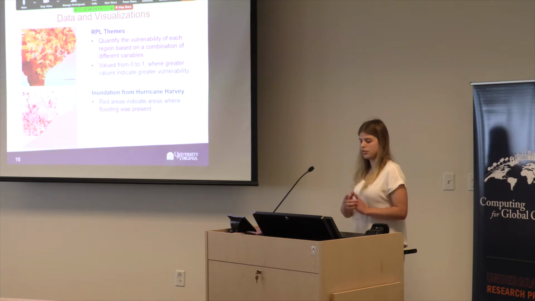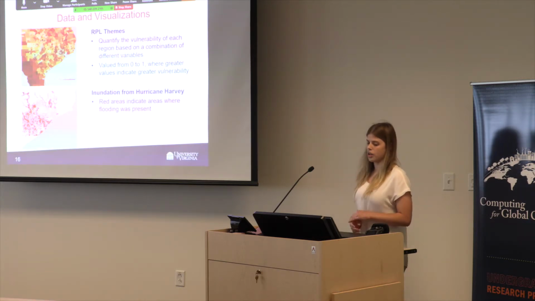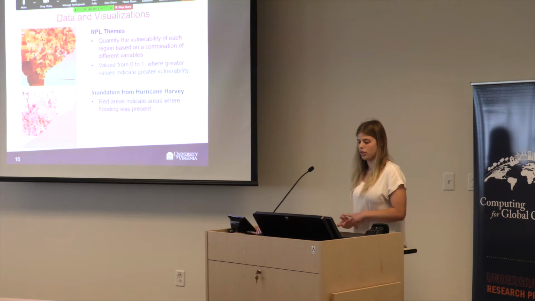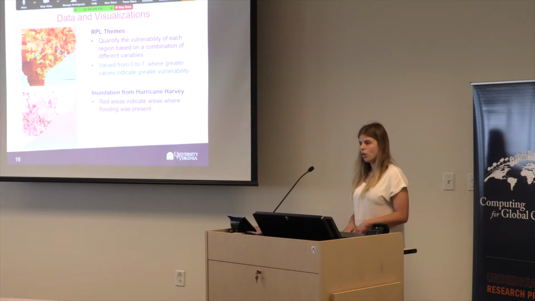On this top visualization I made, this just shows the overall vulnerability ranking for each of the tracts, and the darker colors show the greater vulnerability. Then this next visualization on the bottom shows the inundation extent from Hurricane Harvey, where the red area shows where the flooding was present.